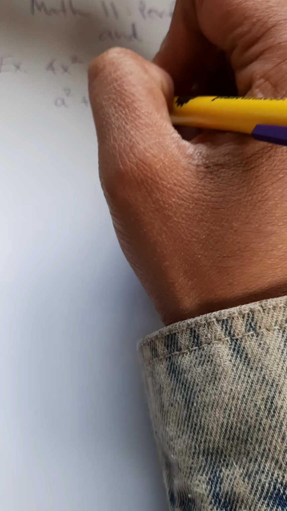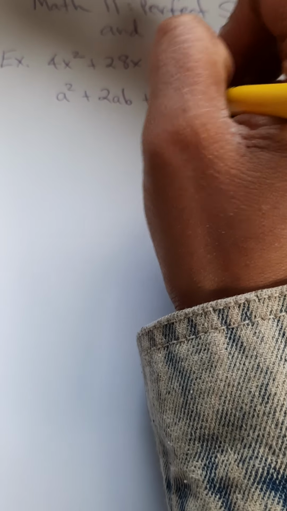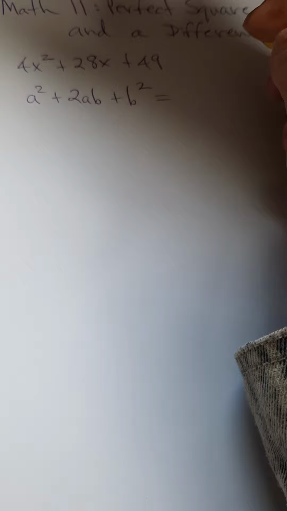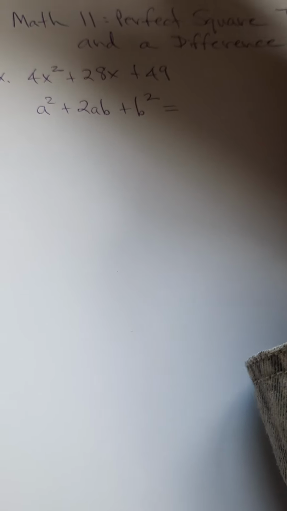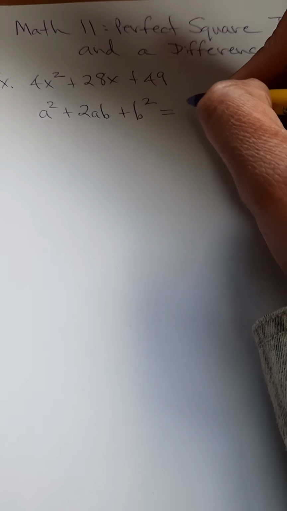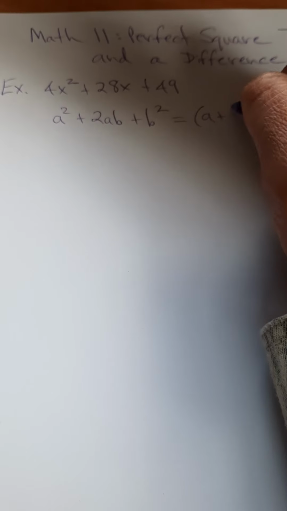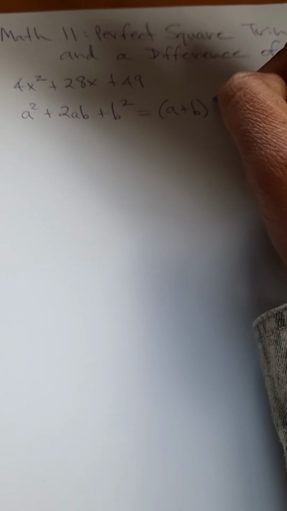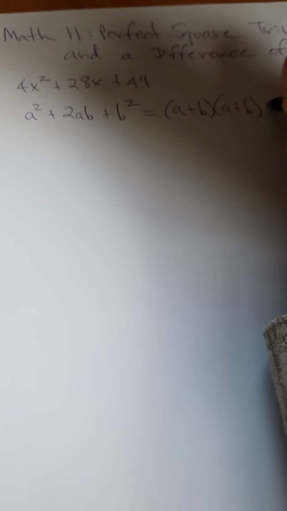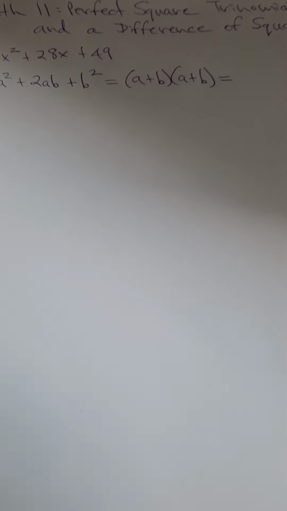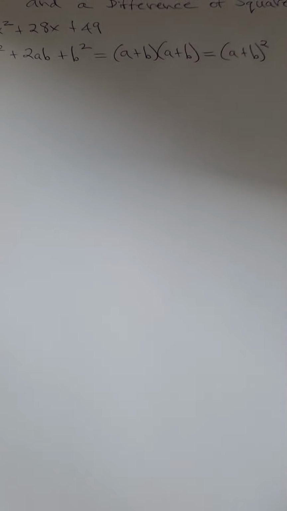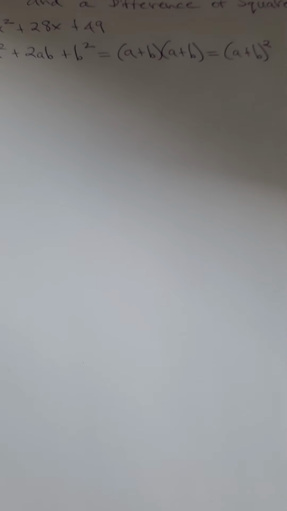A squared plus 2ab plus b squared. And as a general form here as well, maybe we can just write down what it's going to be here. It's going to be a plus b times a plus b. And in this case, you can actually write it together. So I'm just going to write a plus b, whole squared, like this. However, first we have to check if this is a perfect square trinomial.